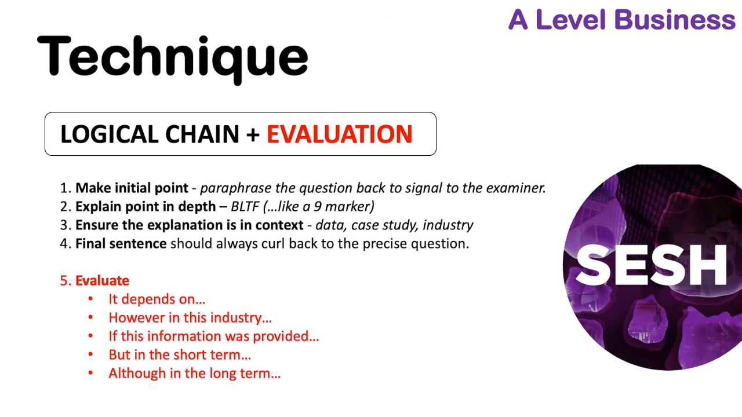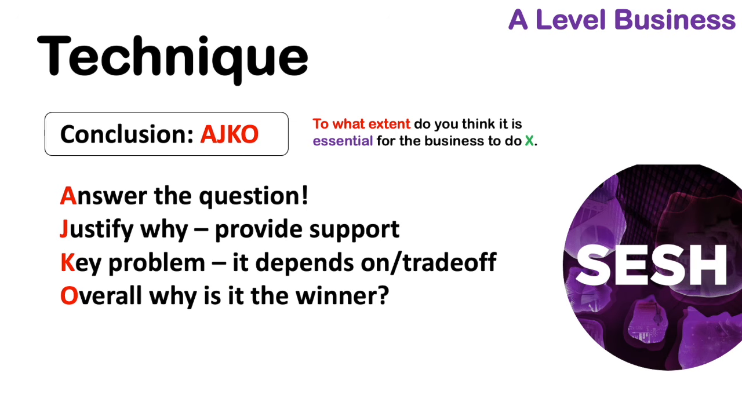And then always evaluate. So the plus evaluation, so you're thinking your either, your it depends on, however in this industry, if this information was provided, in the short term, the long term, you know the business. Now let's get to AJKOs. So with AJKOs, if the question was, to what extent do you think it is essential for the business to do X, then you need to answer the question. Is it essential or is it not essential? That's the question. Then you want to justify why. Provide some support. Use the application to do that. Then with the K, what's the key problem with your answer? Maybe it depends on something.